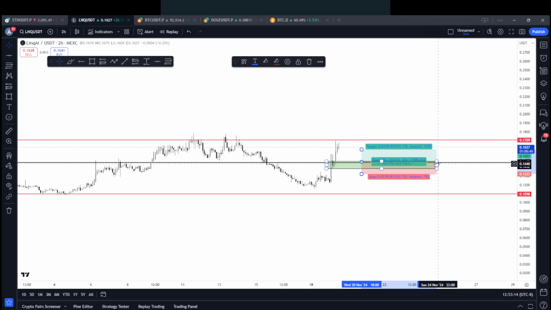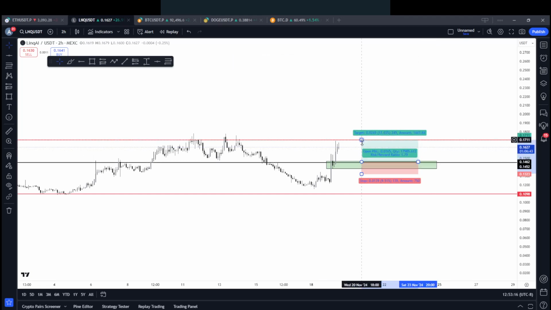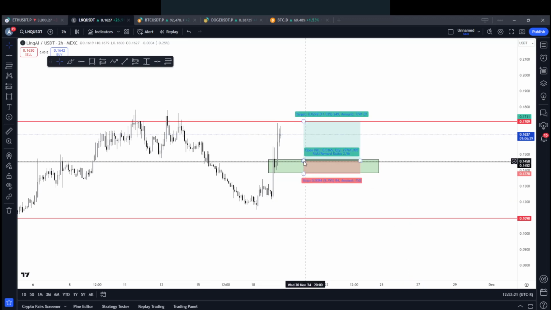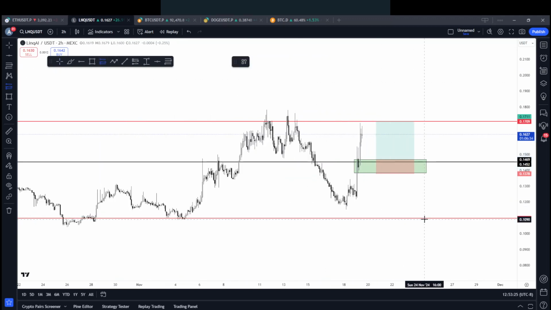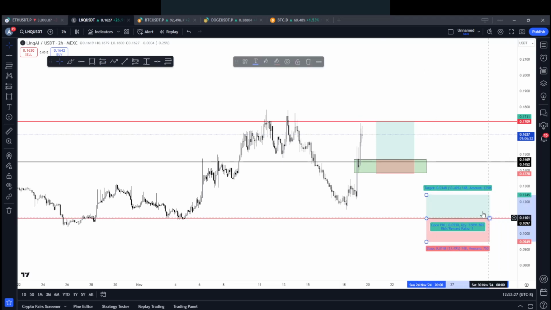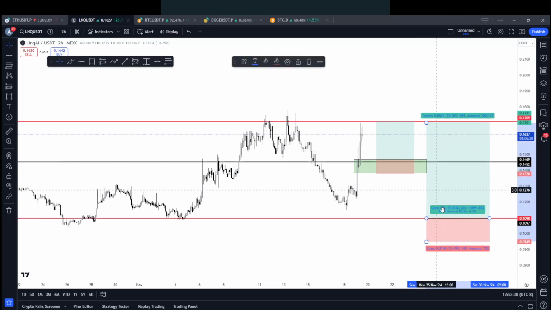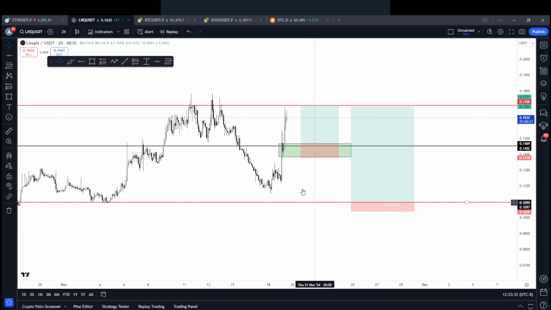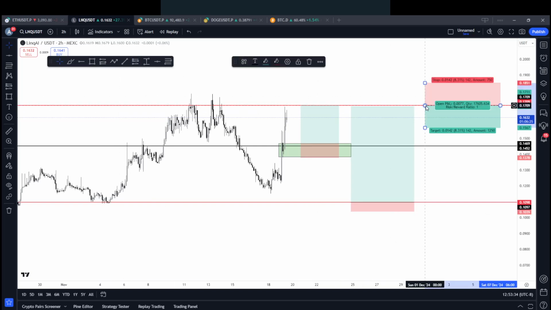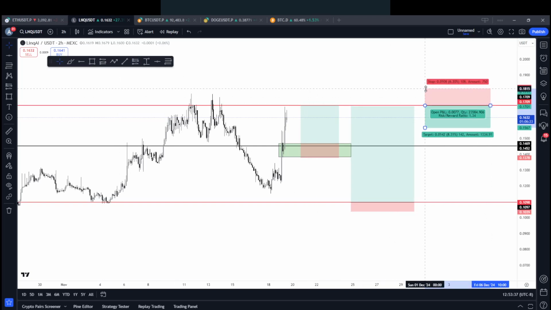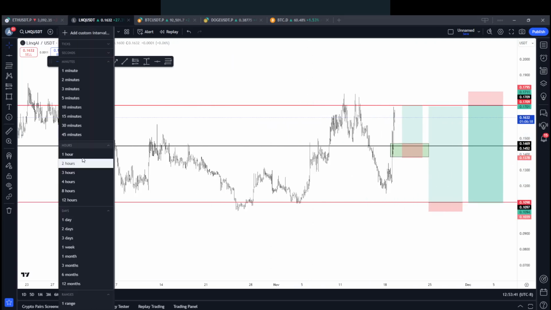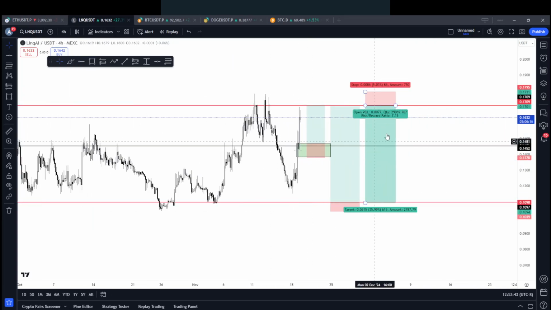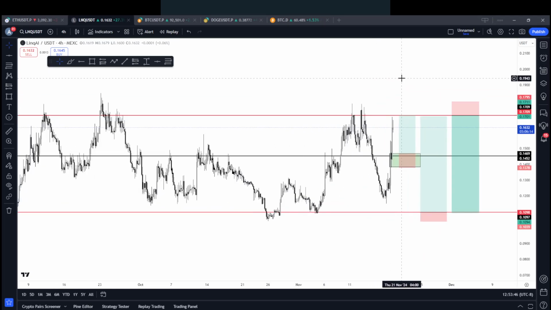Remember how we were playing the Bitcoin range? I really don't know what this is, but if you're talking about ranges, no need to overcomplicate the ranges. This is it.